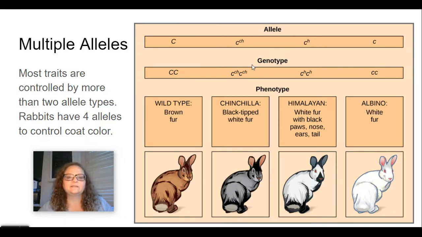So it just depends on whether you get a recessive chinchilla type, a recessive Himalayan type, a recessive albino type, or some combination thereof. So this is a case where we see multiple alleles. Humans have this as well. We actually have multiple alleles for some of our characteristics, just like rabbits do.